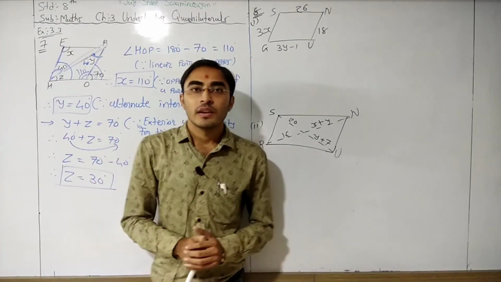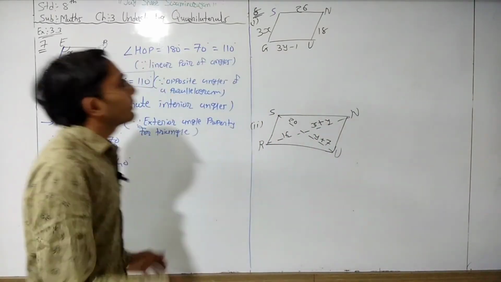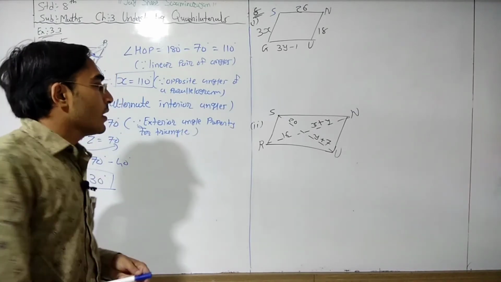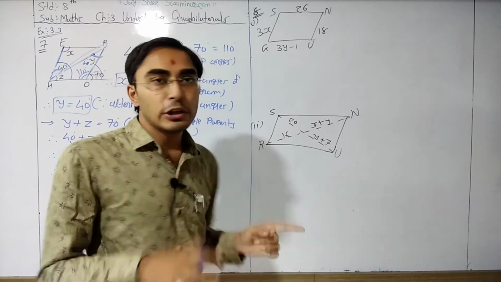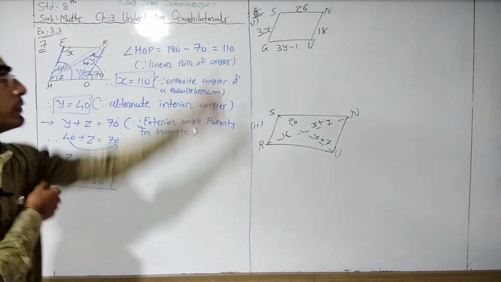Then next is question number 8. In question number 8, two internal questions are there. These two are parallelograms. We need to find the value of the unknown variables x and y. So let's start with question number 1.